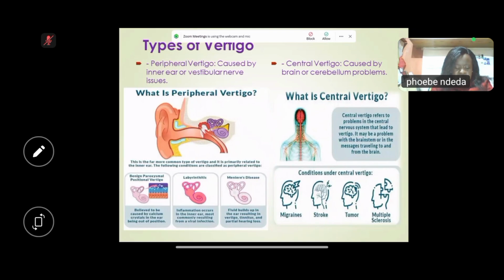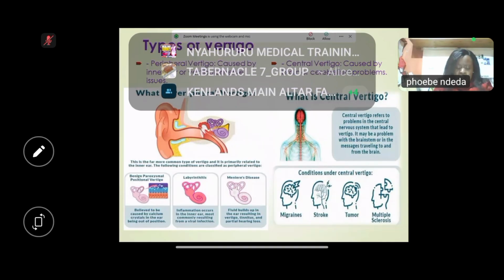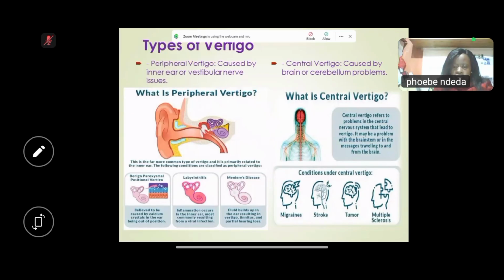Then we also have another type that is called an acoustic neuroma. As you can see, acoustic neuromas are non-cancerous tumors, and they develop on the main nerve leading to the inner ear of the brain. So those ones are classified under what we call peripheral vertigo. Then under central vertigo, as you can see on your screen, we are going to talk about a few.